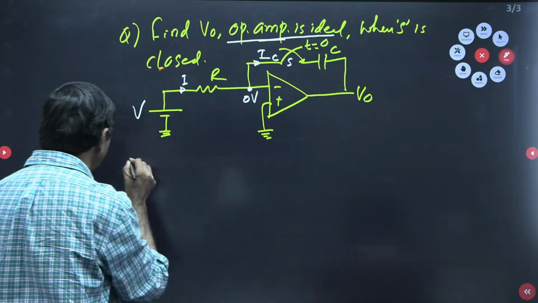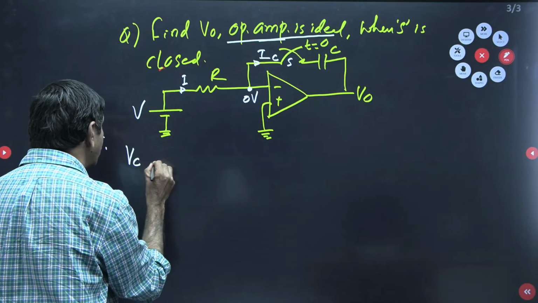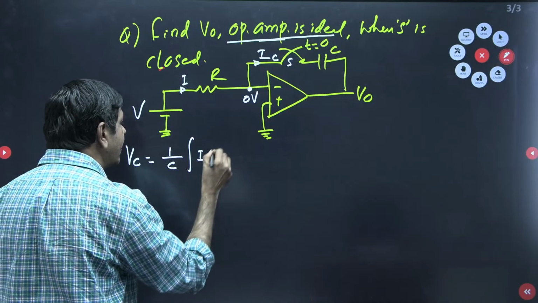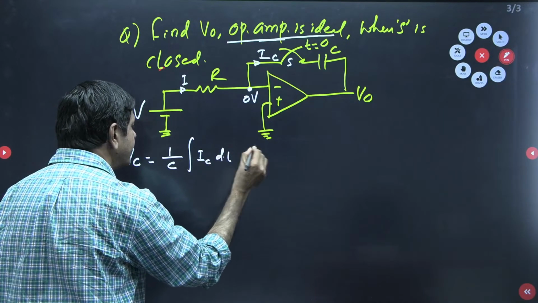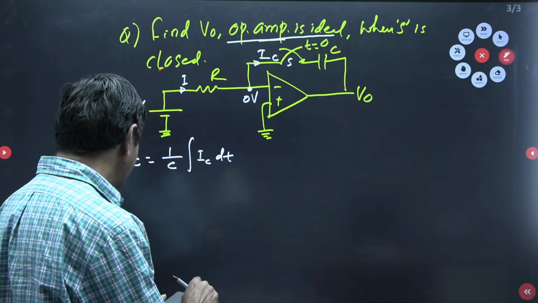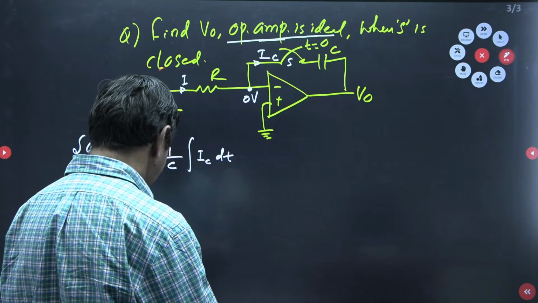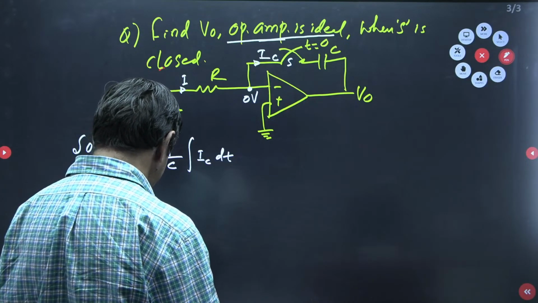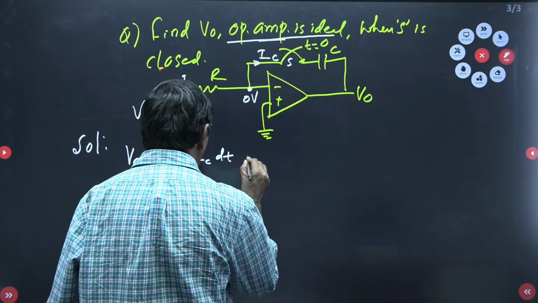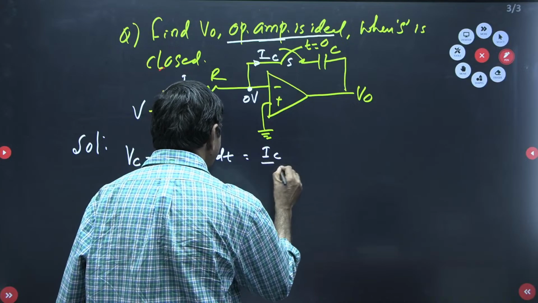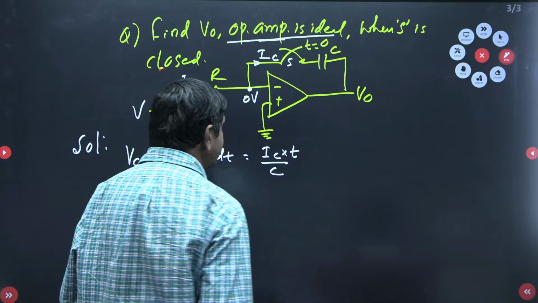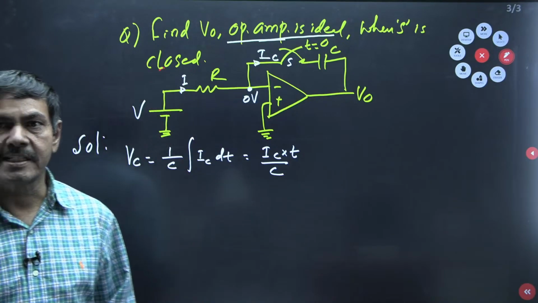Without computing that value, we can't do. The voltage across the capacitor, you know very well, is 1 by C integral I dt. I means the current across the capacitor into dt. There is a formula from the networks. You can use 1 by C into IC into dt. But in the problem it is given, so directly integrate now. IC by C into dt, integration gives t. IC into t by C, we can say here now.